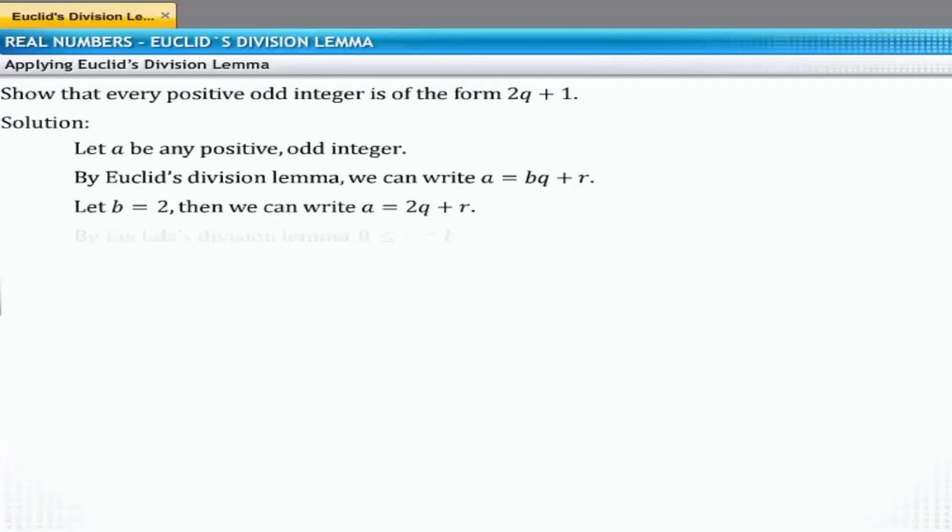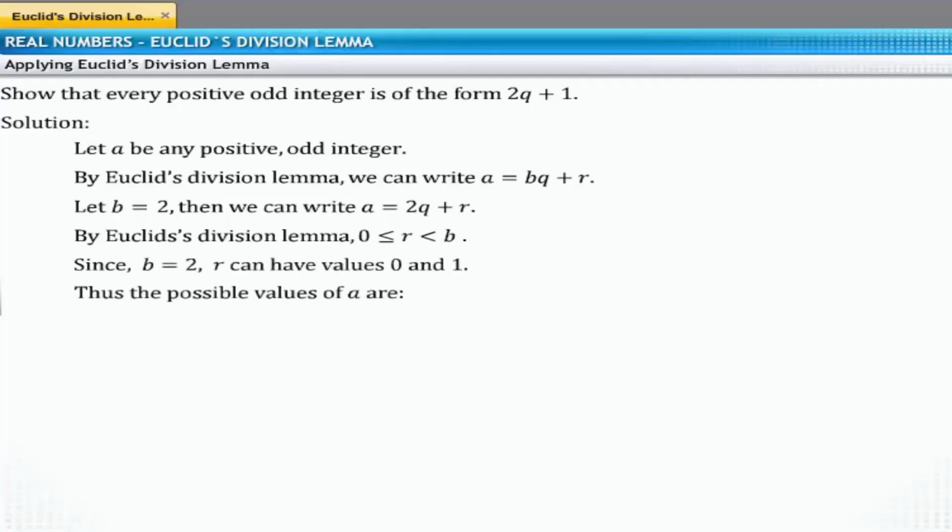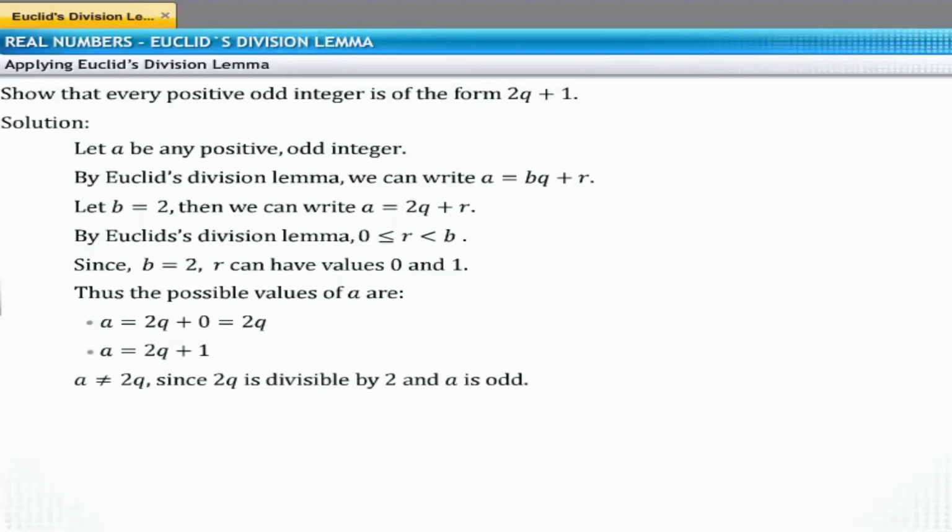By Euclid's division lemma, the value of r can be greater than or equal to 0 and less than b. Since b is equal to 2, the possible values of r are 0 and 1. Putting in the values of r as either 0 or 1, we get the possible values of a as either 2q or 2q plus 1. Now the value of a cannot be 2q, since 2q is divisible by 2 and a is an odd integer. Thus we can say that any positive odd integer can be of the form 2q plus 1.